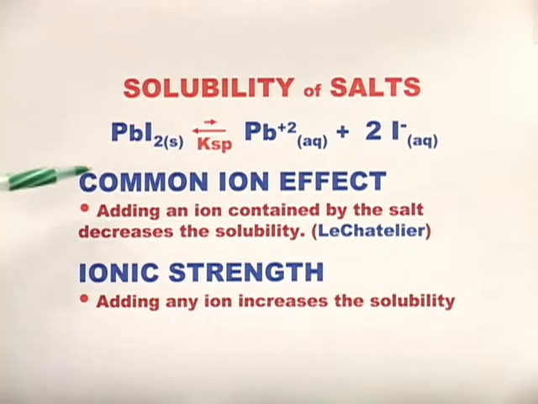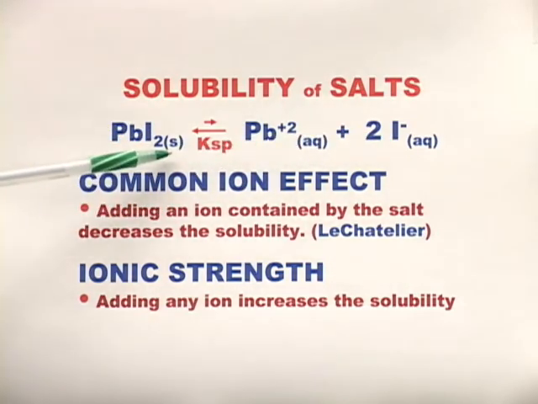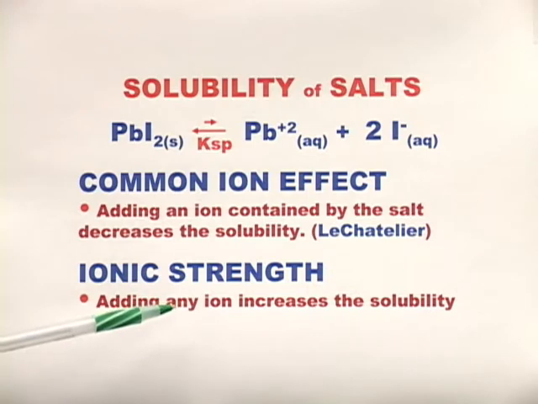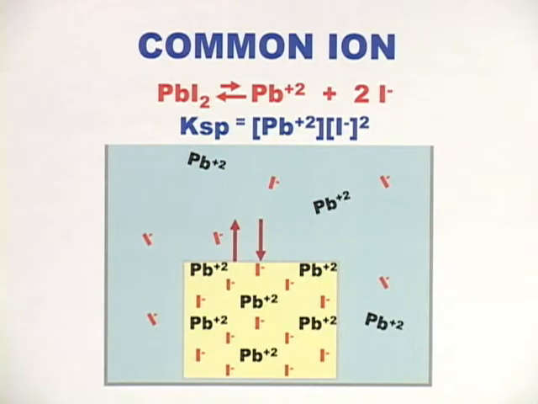The solubility of salts at a given temperature can be affected by several factors. One of these is called the common ion effect, and another is called ionic strength. The common ion effect, that is, dissolving additional amounts of one or more of the ions forming the salt, will decrease the solubility, as predicted by the principle of Le Chatelier. Ionic strength, that is, dissolving any ion to increase the total concentration of ions in solutions, increases the solubility of the solid. Let's take an additional look at these.